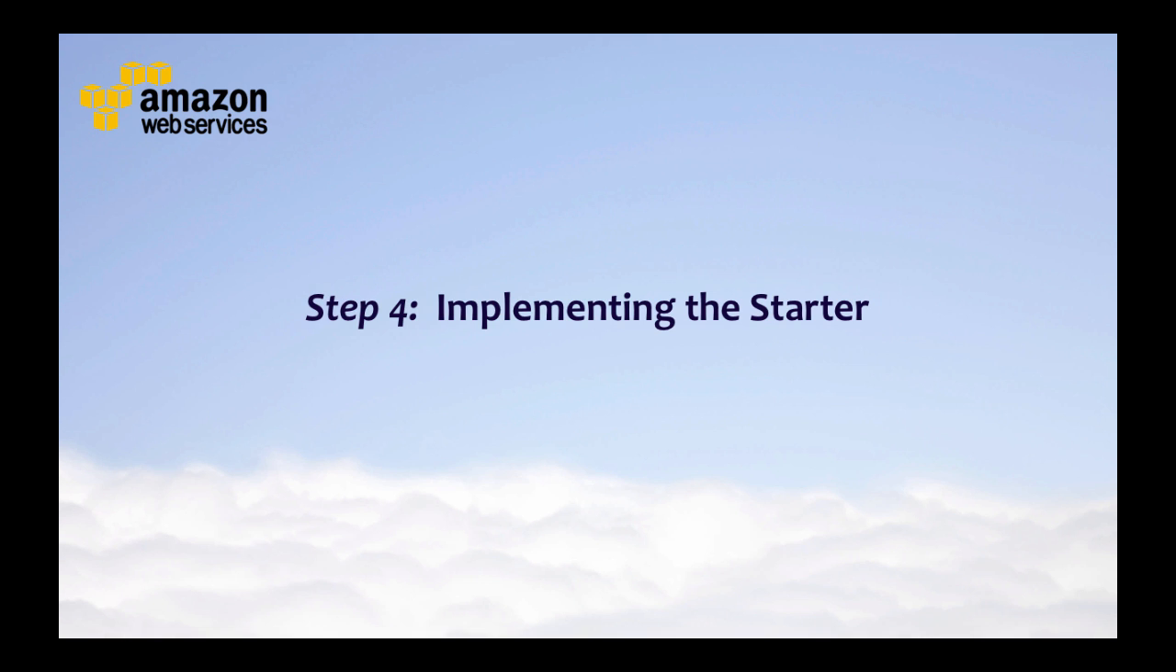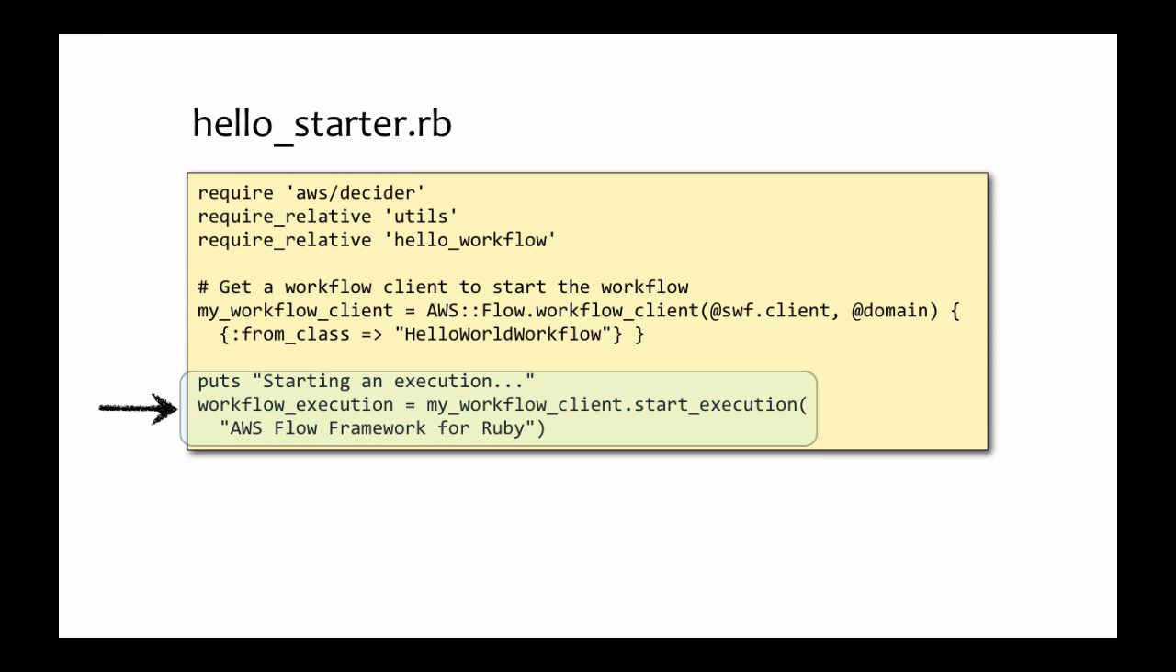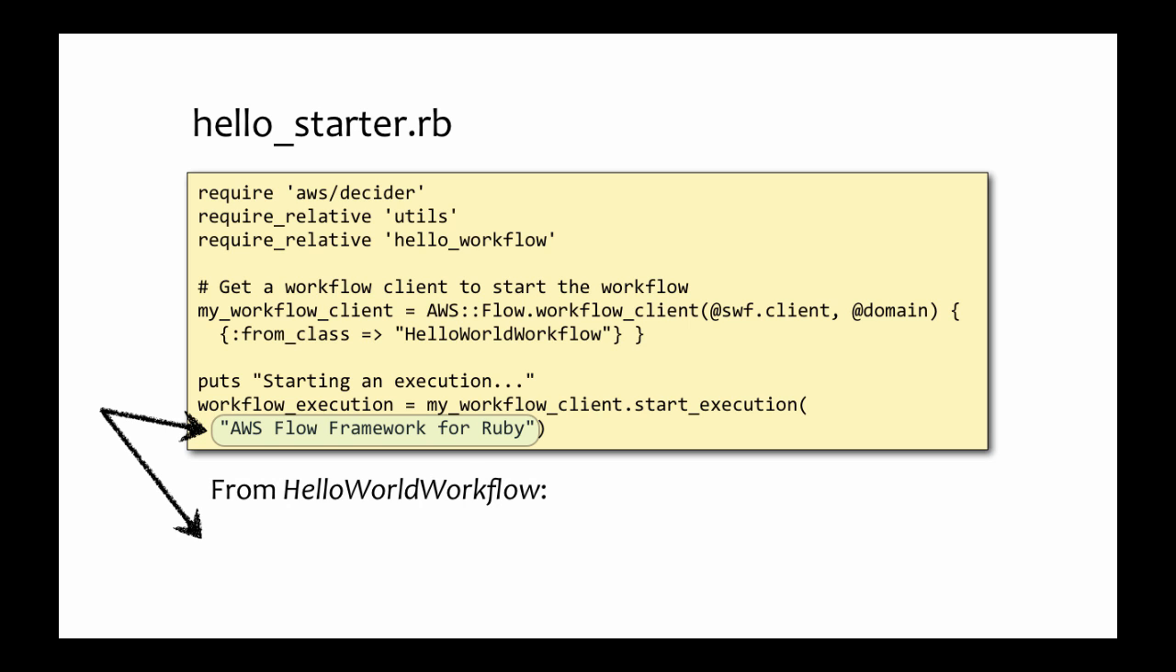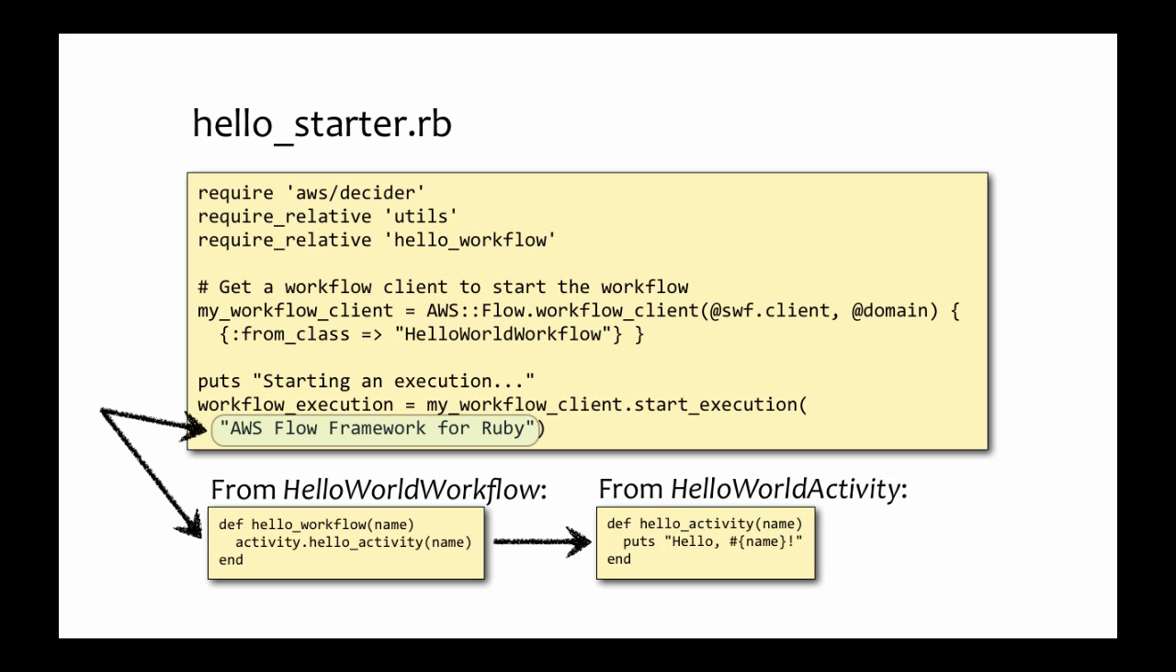Next, we'll create a starter that ties it all together. Create a new file called hello_starter.rb. It looks like this. Now, we'll get a workflow client that will start the workflow execution on Amazon SWF. We then print a message to the console to indicate what's happening and start the workflow execution. The execution passes the string AWS Flow Framework for Ruby to the workflow, which, as we designed, will pass it to the activity, and which in turn will print the final message to the screen.